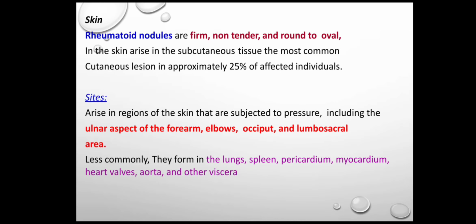Approximately 25% of individuals are affected by these cutaneous lesions, and they arise in the regions of the skin that are subjected to pressure: the ulnar aspect of the forearm, elbows, occiput, lumbosacral area. Less commonly they form in the lungs, spleen, pericardium, myocardium, heart valves, aorta, and other viscera.